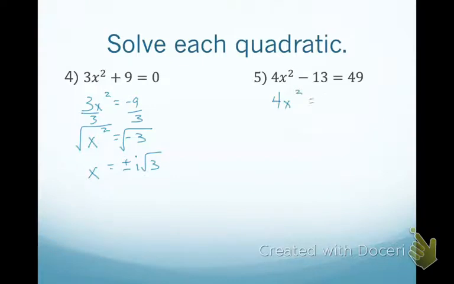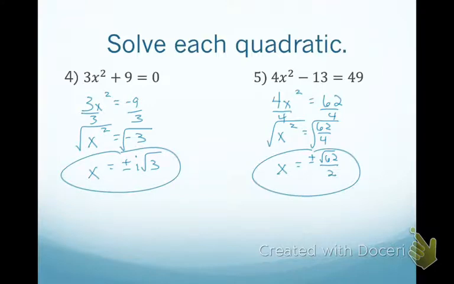On number 5, let's do the same thing. Let's isolate the x squared. So add 13 and divide by 4. Now, we need to take the square root of 62/4. When we take the square root of a fraction, we're going to keep it in fraction form, because we can take the square root of the numerator and denominator separately. And in this case, it helps us out, because the square root of 62 is just that, positive and negative square root of 62, but the square root of 4 is 2. So our answers here are positive square root of 62 over 2 and negative square root of 62 over 2.